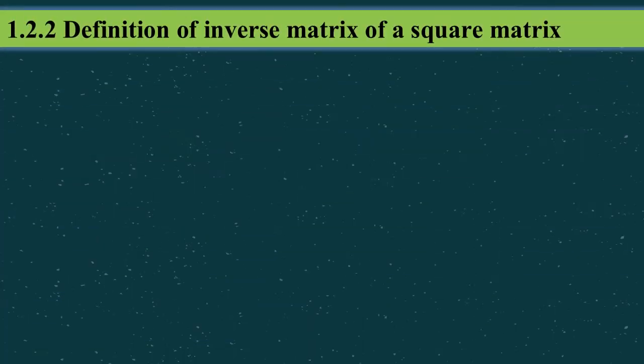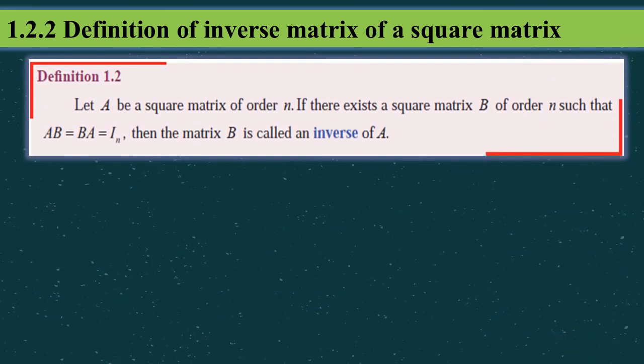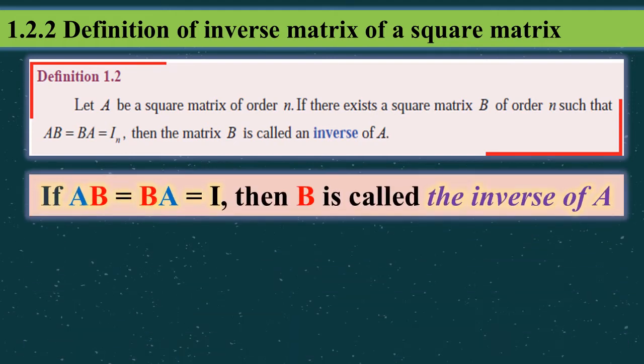Definition of inverse matrix of a square matrix. Just recall. Let capital A be a square matrix of order n. If there exists a square matrix capital B of order n such that AB equal to BA equal to I_n, then the matrix capital B is called the inverse of A. Simply saying, if AB equal to BA equal to I, then B is called the inverse of A. Remember this one strongly.